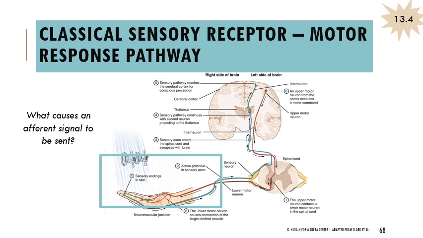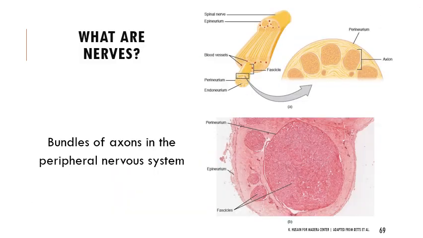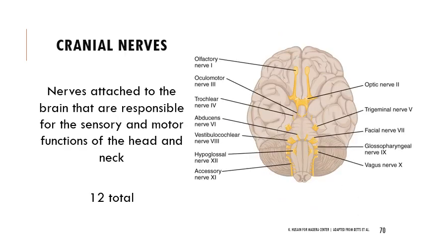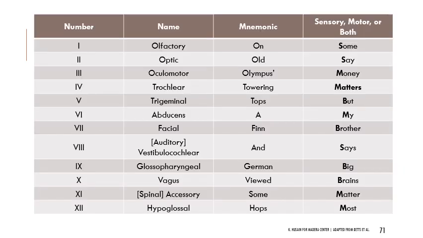Okay, and then for the last case study, I wanted to briefly talk about the neurological exam and cranial nerves. So again, thinking about what causes that afferent signal to be sent and the pathways along which they are sent. So remember, nerves are bundles of axons in the peripheral nervous system. In the central nervous system, they're called tracts. So this is the white matter. And when we have cranial nerves, these are nerves that are directly attached to the brain and are responsible for sensory and motor functions, primarily of the head and neck, and they're associated with a lot of sensation. So there's 12 of them total.